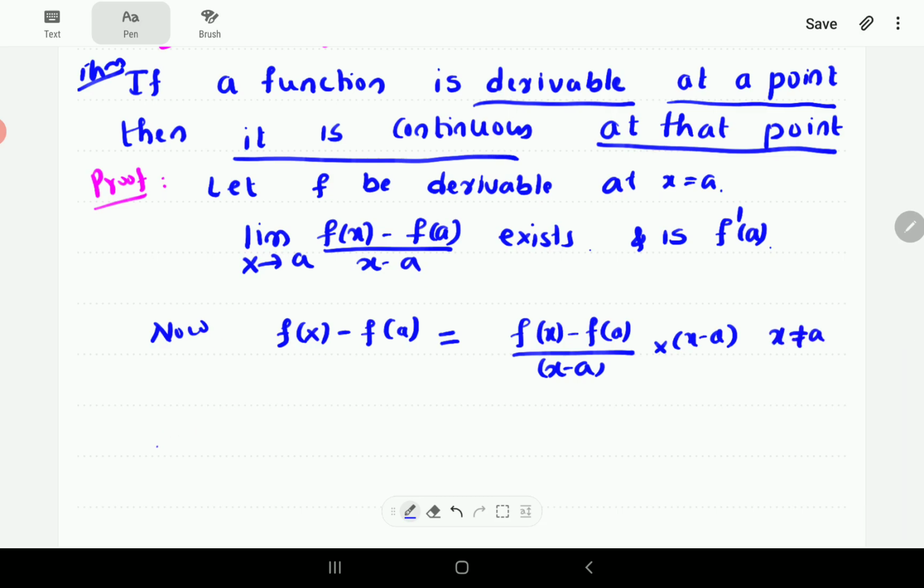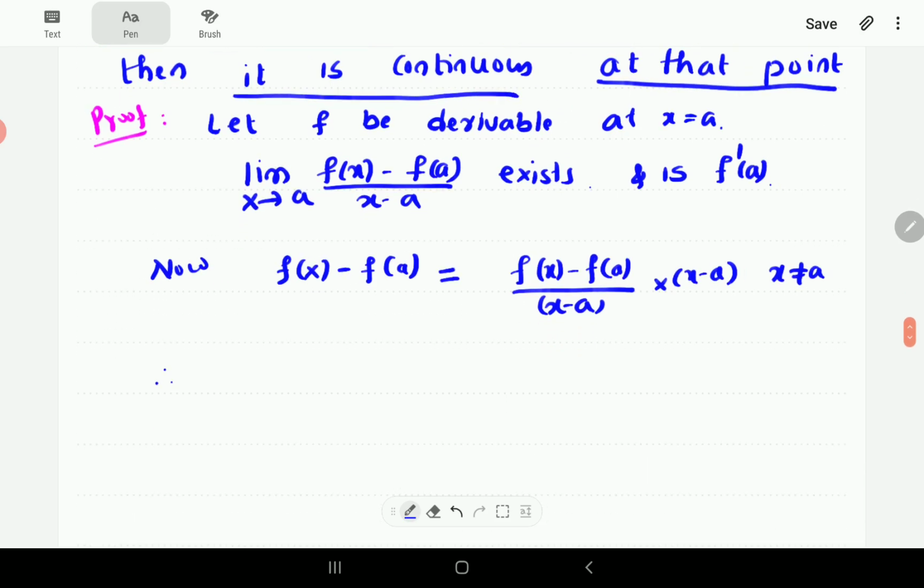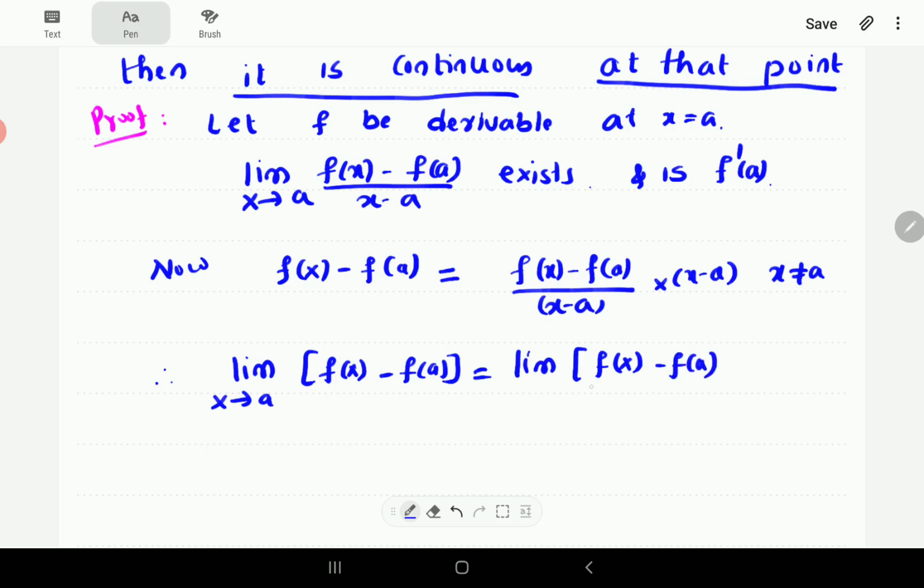So now I'll take a limit on both sides, as x is tending to a. This is the limit of f of x minus f of a, which is also equal to the limit of f of x minus f of a divided by x minus a, into x minus a, as x is tending to a. Okay, so this is what we have got.